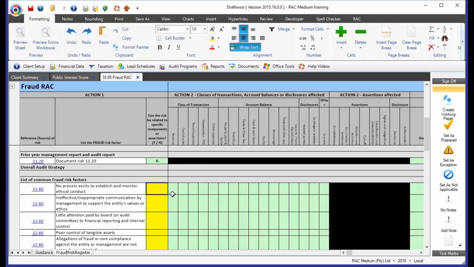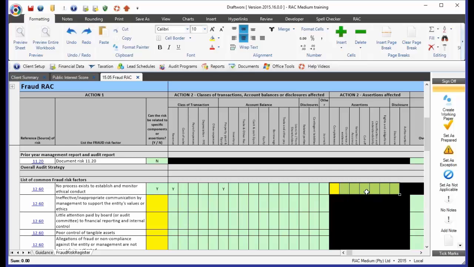But if we go to the next item and we say, yes, this can be linked to specific components and assertions, what do I need to do? Well, here's my risk. Which components does it actually impact? Let's go and tick a few. You simply go and type a yes. Okay, and as I type a yes, you'll see that the assertions are highlighting in yellow as well. We now also need to go and identify which assertions are impacted by this risk.